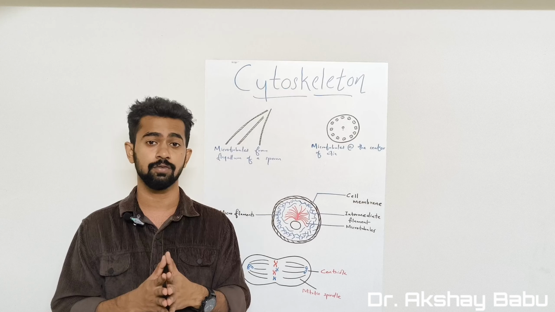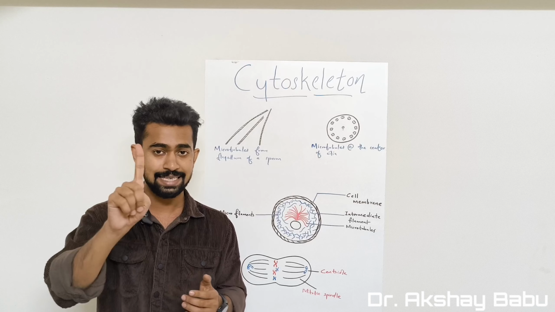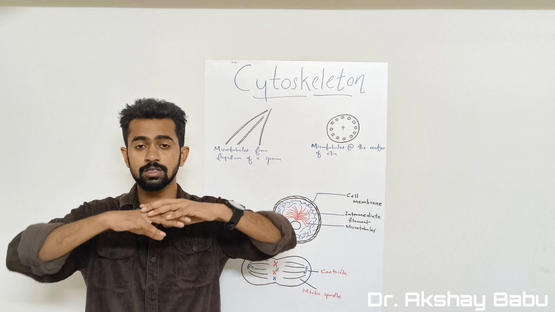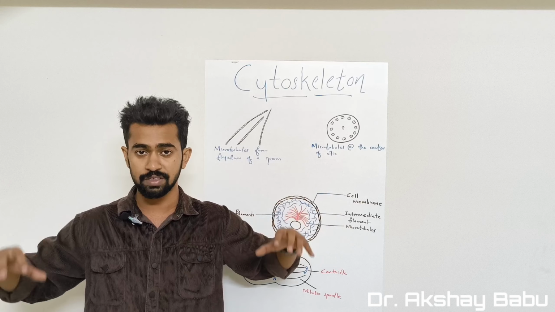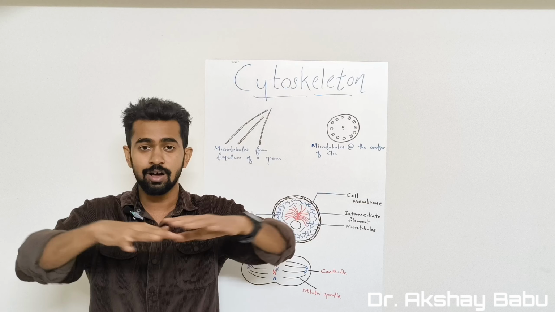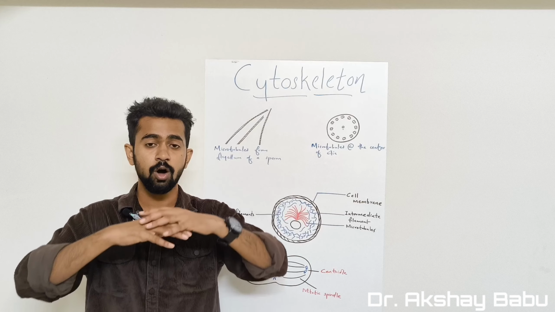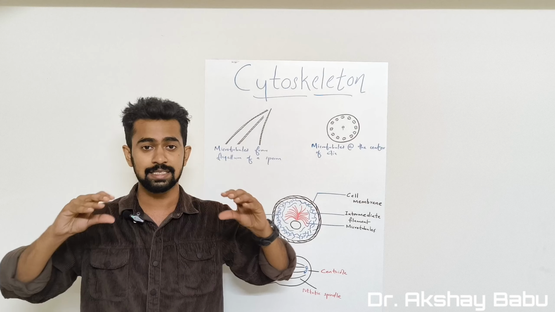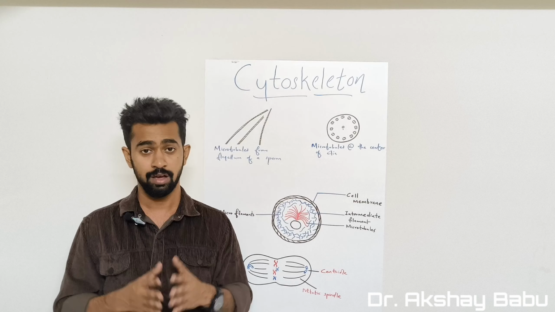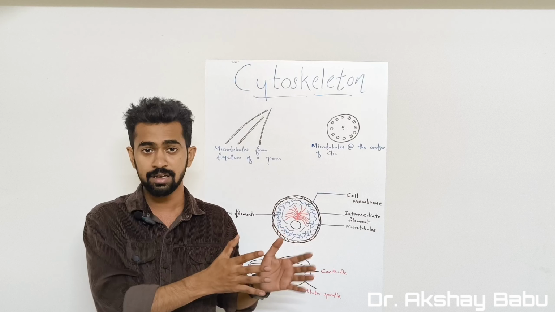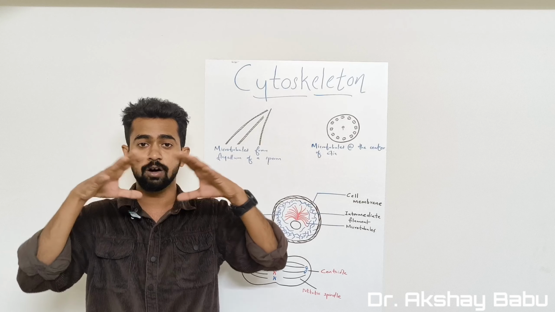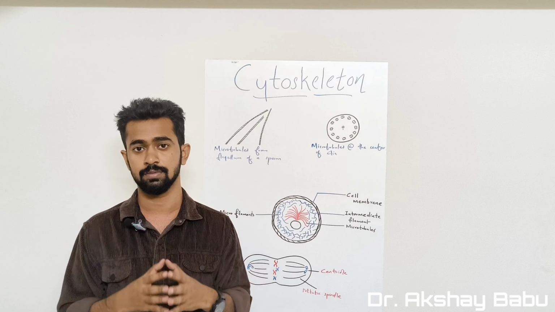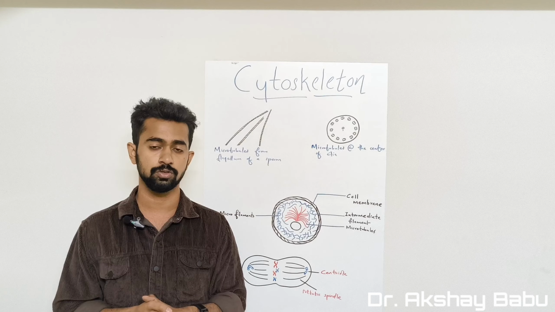Some of the examples for these filaments are, the first example is the large number of actin filaments which are situated over the outer zone of the cytoplasm. These will provide elastic support for the cell membrane. In muscle cells, actin and myosin together form a contractile unit which helps in the contraction of muscles. Next, coming to microtubules.